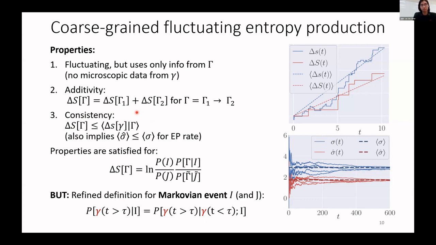So these three properties are satisfied if we define the coarse-grained fluctuating entropy production in such a way, which might be not too surprising in hindsight, but note that here below we don't have a tilde above the J. If you had one here, you wouldn't have the additivity. So this J without the tilde here is a bit reminiscent of underdamped Langevin dynamics. But now, just to point out a technical detail, we need a slightly refined definition for Markovian events. The future is independent from the past property now has to hold on the microscopic level, not just at the coarse-grained level. This is just a technical detail.